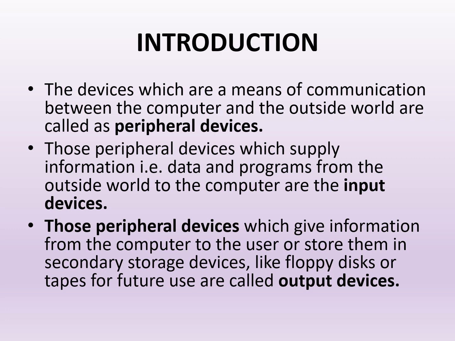Introduction. The devices which are the means of communication between the computer and the outside world are called peripheral devices. Those peripheral devices which supply information, that is data and programs, from the outside world to the computer are the input devices. Those peripheral devices which give information from the computer to the user, or store it in a secondary storage device like floppy disk or tapes for future use, are called output devices.